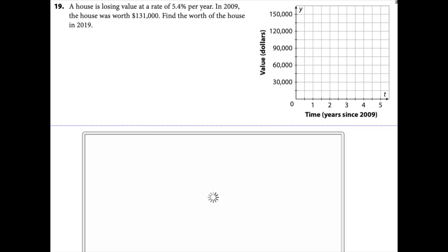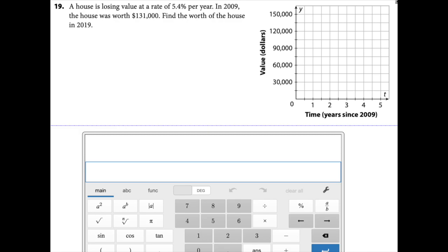All right, here's another little example, and in this case, I do have my Desmos calculator available, and I'm also going to be trying to do a graph as well. So here we have an exponential decay. A house is losing value at a rate of 5.4% per year. In 2009, the house was worth $131,000. Find the worth of the house in 2019.